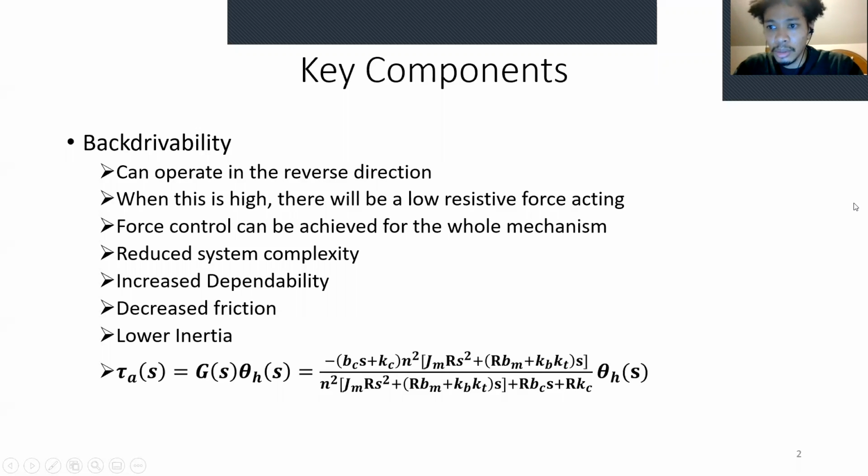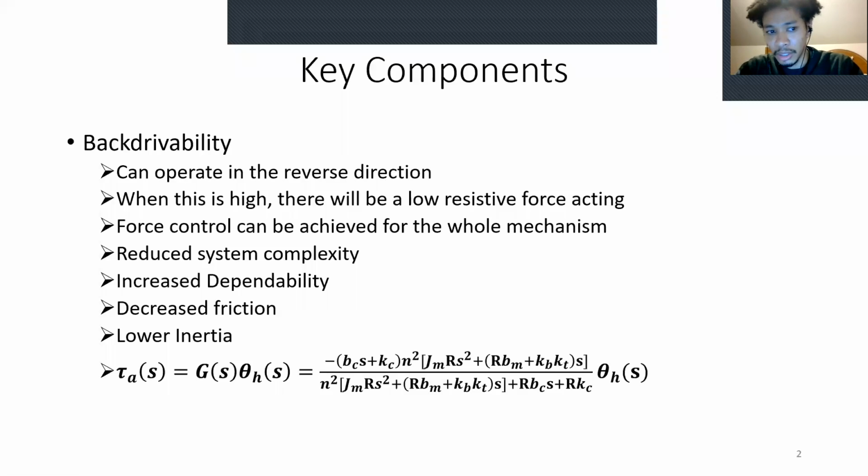There are a few components that are absolutely important when we're discussing soft robotics. That's backdrivability, bandwidth, and weight. So essentially, we want the system to be highly backdrivable, have high bandwidth, and also be lightweight.